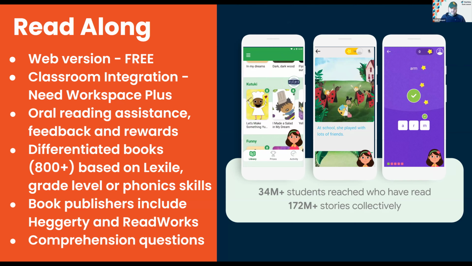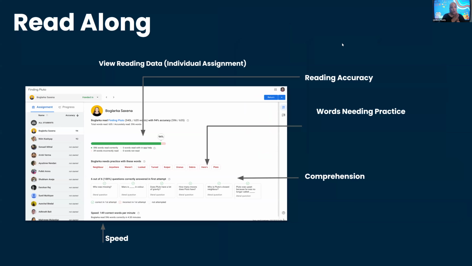With the classroom integration, can you go to the next slide, please? With the classroom integration, you're going to get a report. You guys, the information that you have in this report is phenomenal. It will tell you their accuracy. It will show you the words that they were struggling with. It will give you the answer if they answer the comprehension questions correctly. And then it will give you their speed, the words per minute, the fluency. It gives you a wealth of information.